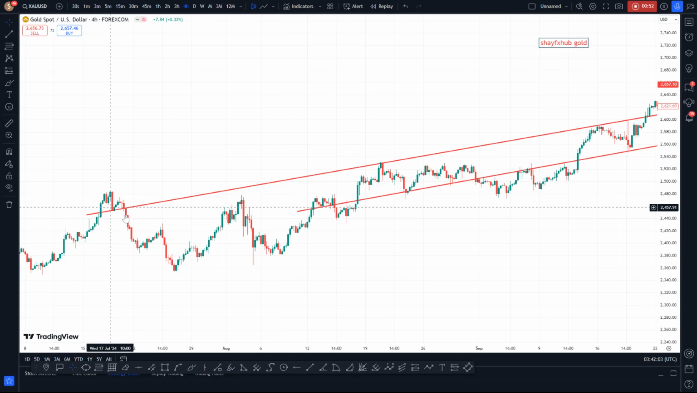have followed structure extensively. A support structure, break of a support structure, retest. A broken support becomes resistance at this level. The two points have formed an ascending trend line.